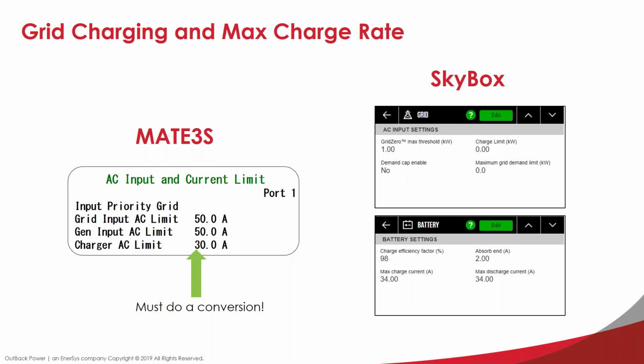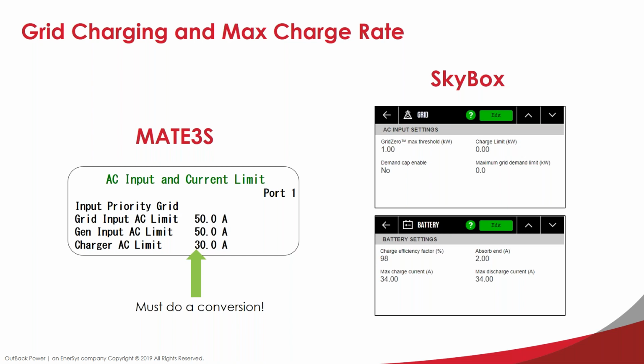And then the next limit on Skybox is under the battery tile again, and that's the max charge current. So right now I have this set to 34 amps because of the setup I have in my lab. That's the limit. The nice thing is Skybox will obey the lower of the two limits here. So between charge limit and max charge current, which is in DC amps, it'll obey the lower of the two.